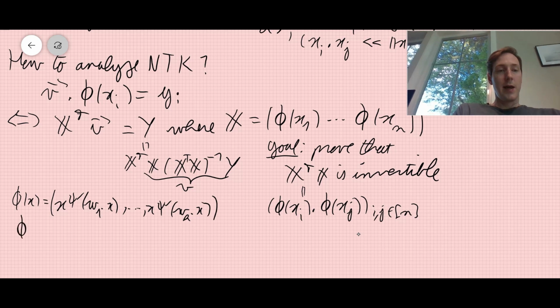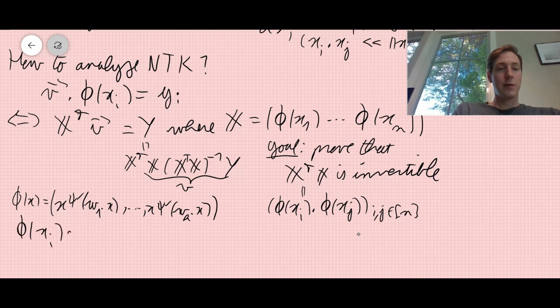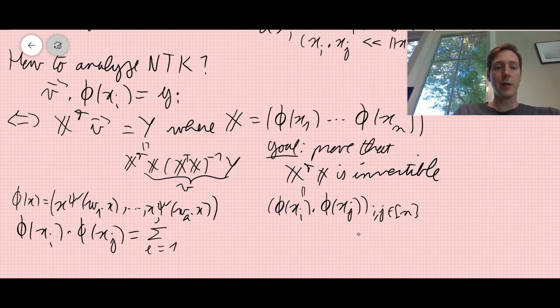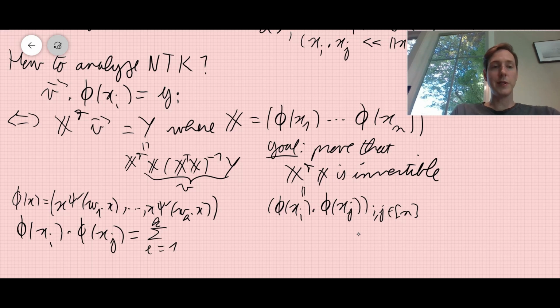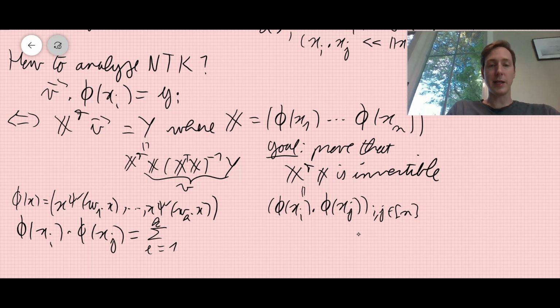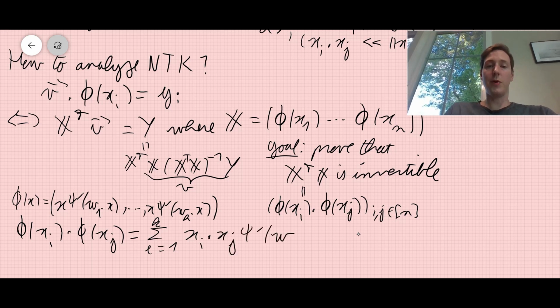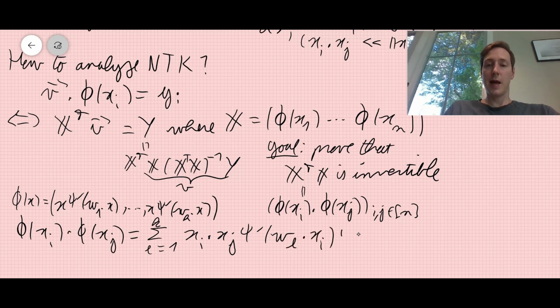Okay, so φ(xi) · φ(xj) is nothing but the sum for L equals 1 to k. And you see, when I do the inner product, I get xi · xj times ψ'(wL · xi) times ψ'(wL · xj).